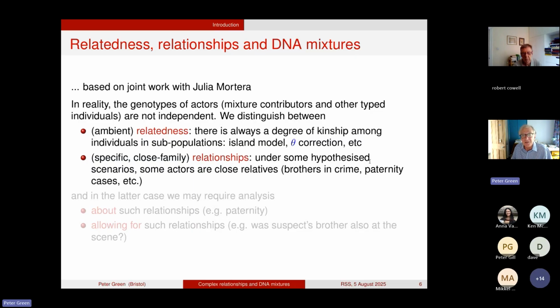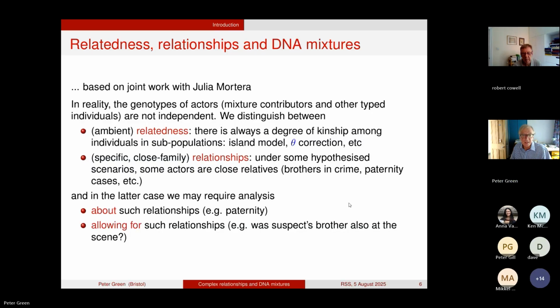Under some of the hypothesized scenarios, some of these actors are close relatives. Paternity cases are one obvious case in point, but there might also be a question of there being brothers or families in a joint criminal enterprise. And in this latter case, we may require analysis about such relationships, where that's the topic of the question: is this or is this not the father? Or we may require an analysis that allows for such relationships: was the suspect's brother also at the scene?